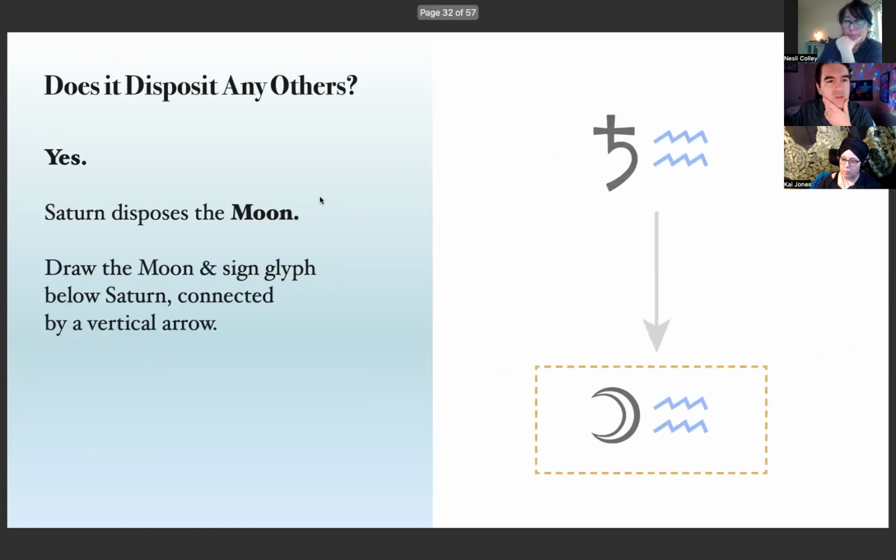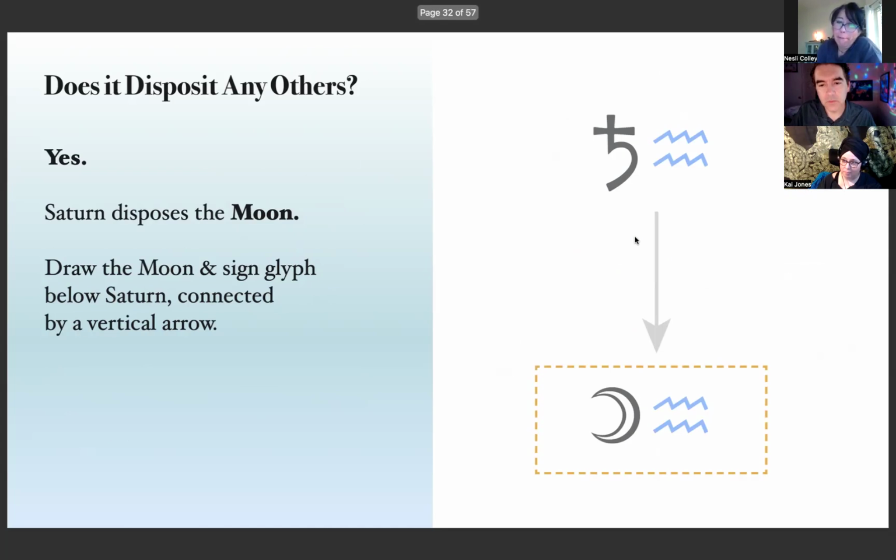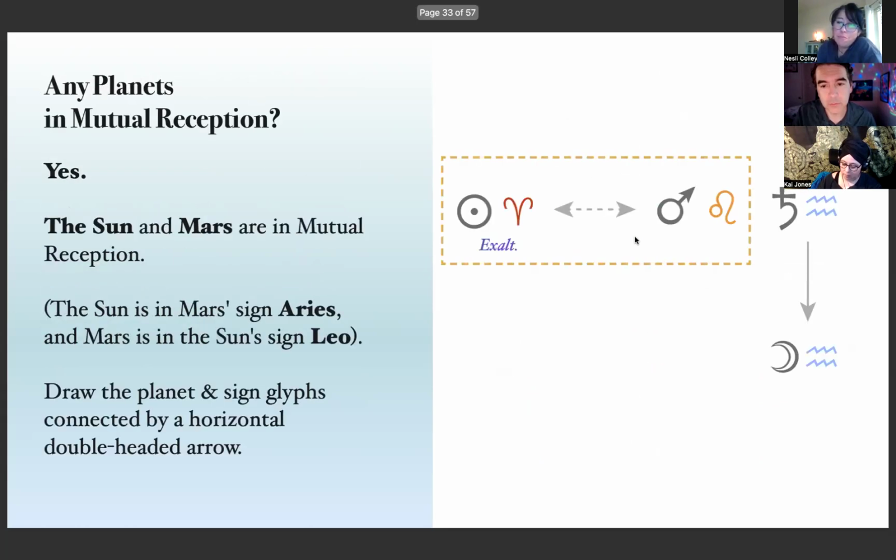Okay, so what's our next question? Does Saturn disposit any other planets? And I'm kind of giving you the answer here. I'm doing the best I can here, but basically, he's got the Moon in Aquarius right next to Saturn. So that Moon is being disposited by the Saturn. So I would draw a little arrow down to the Moon.